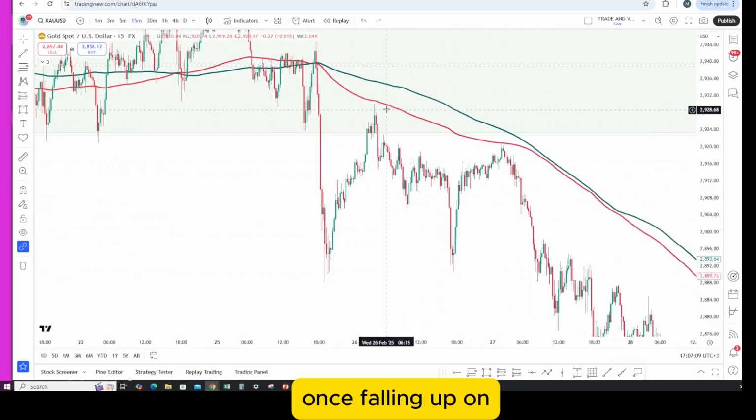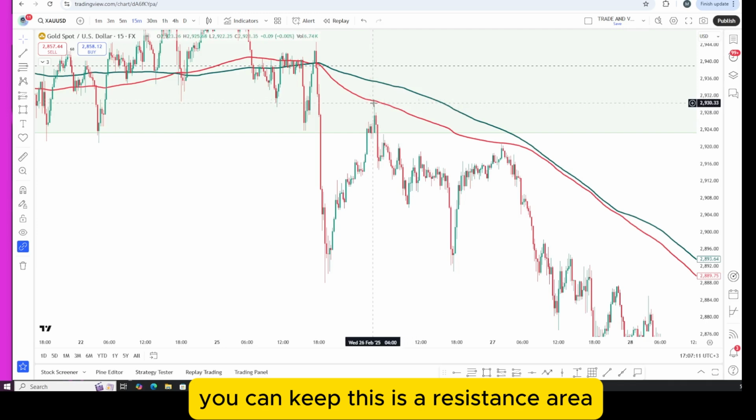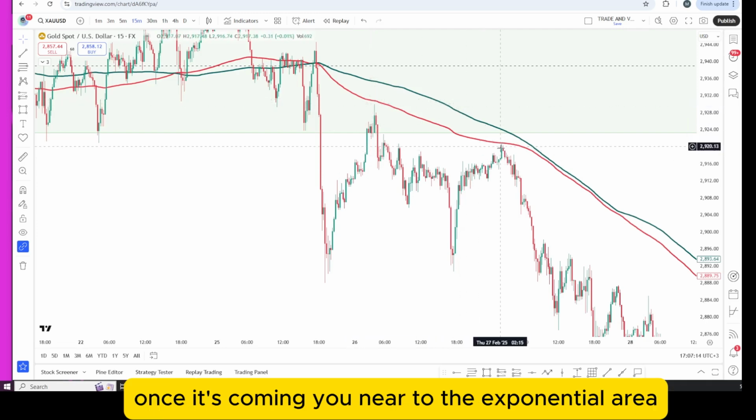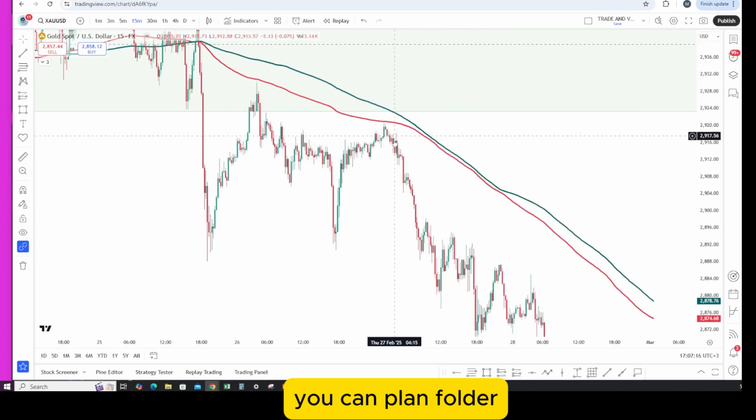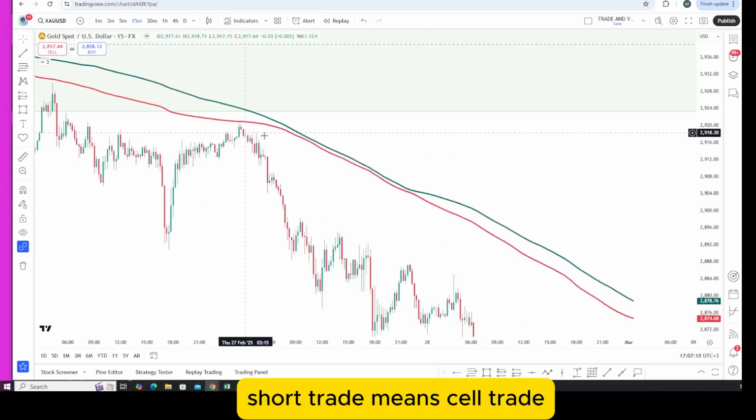Once the falling happens, you can keep this as a resistance area. Once it's coming near to the exponential area, you can plan for the short trade, meaning a sell trade.